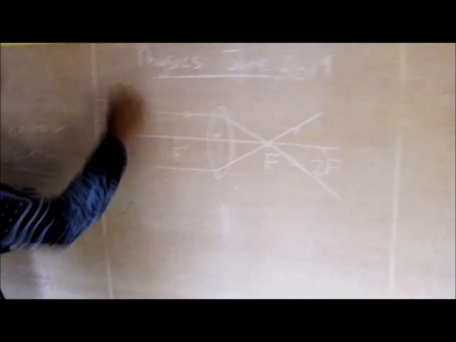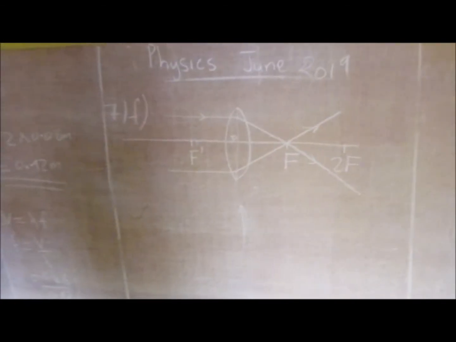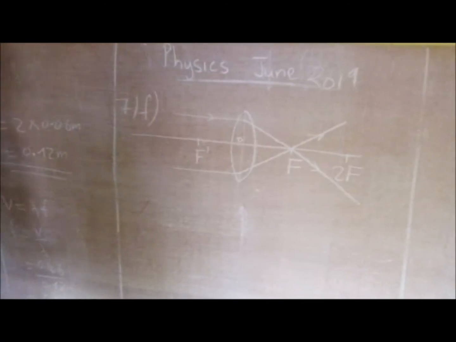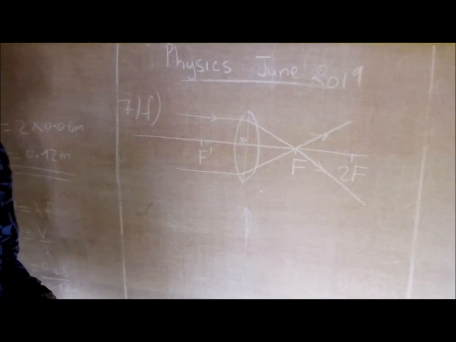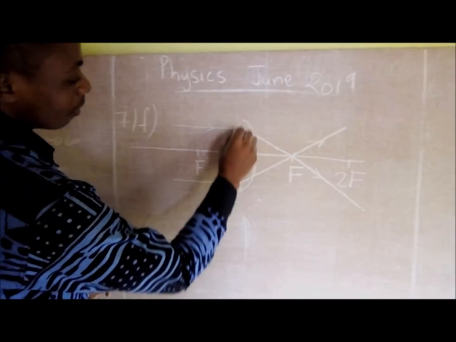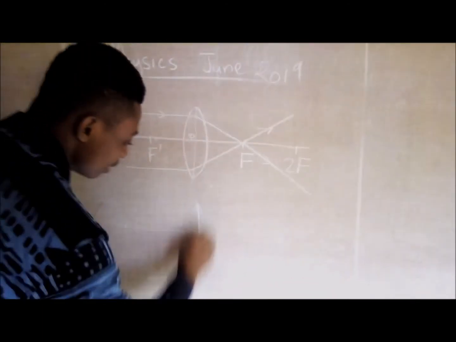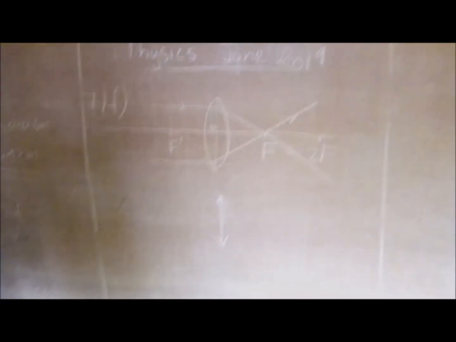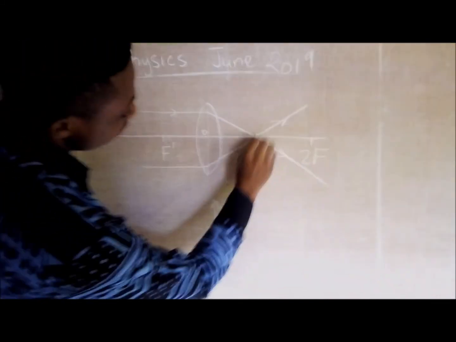Now we have question 7F. So question 7F is under optics. And the first question is to define the principal focus of a converging lens. Here is a converging lens. We can also represent it like this in diagrams. That is a converging lens. And here is the principal focus, F.